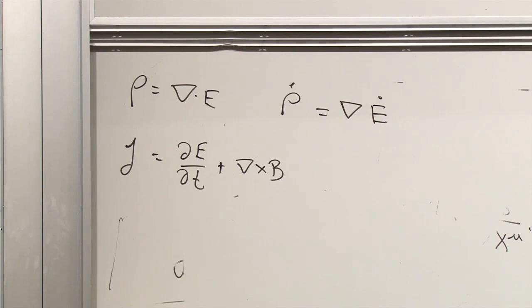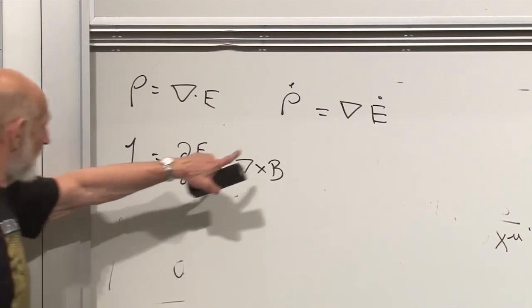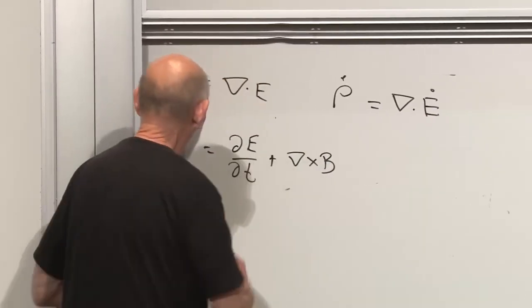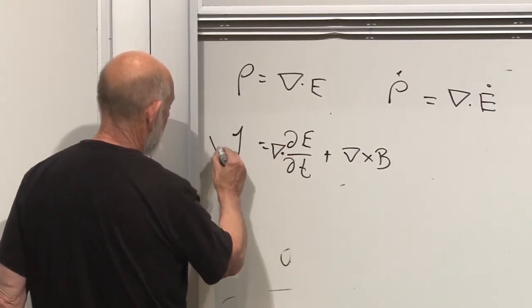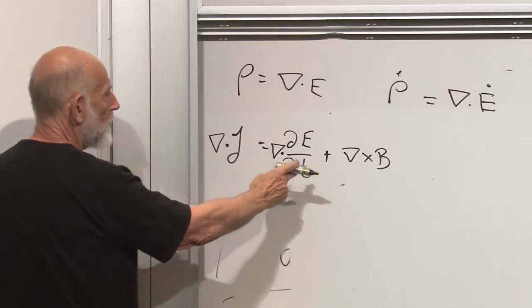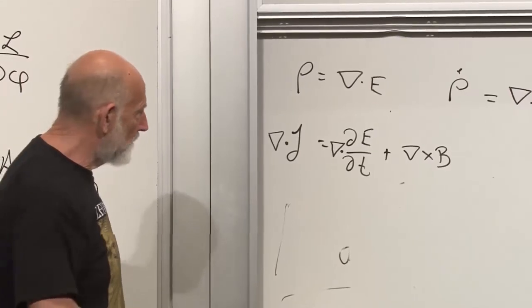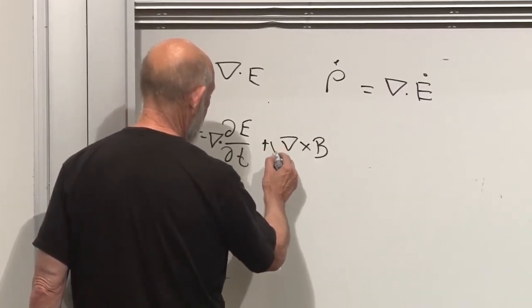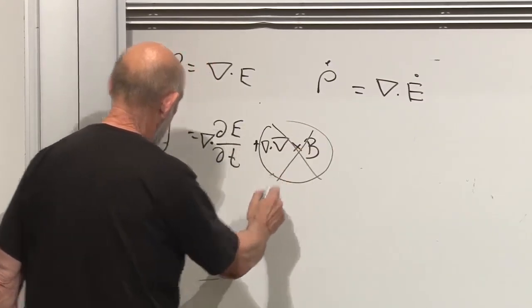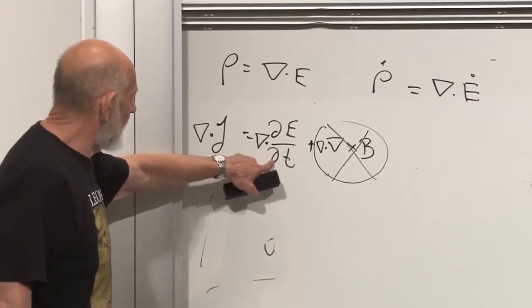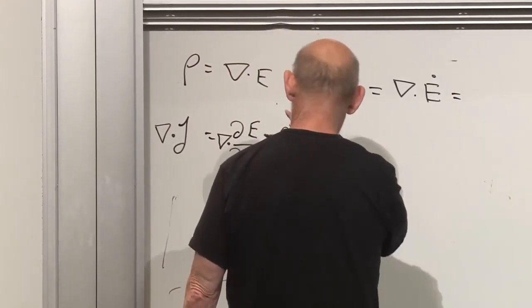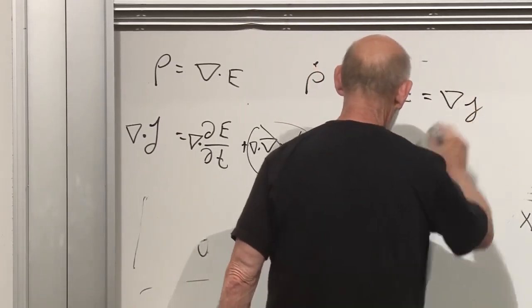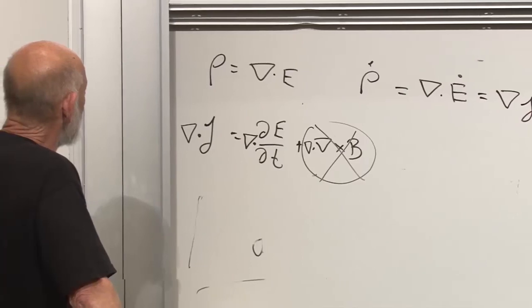What do you think I ought to do next? Del dot J. Yeah. Del dot J. Here we have del dot E dot. Let's see what happens if we take the divergence of this. What's the divergence of a curl? Always 0. Divergence of a curl is always 0, so let's put del dot, but now cancel this out. So we have del dot J equals del dot E dot. But that's exactly what we have here. So this gives us, I hope it doesn't give us del dot J, because it should be minus del dot J. What happened here? Did I make a mistake somewhere?